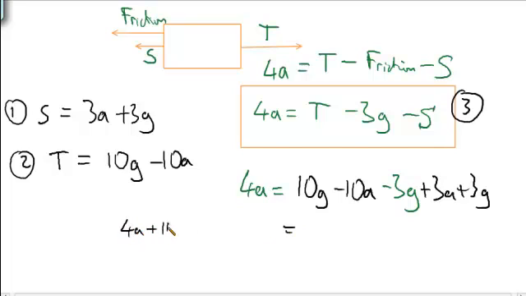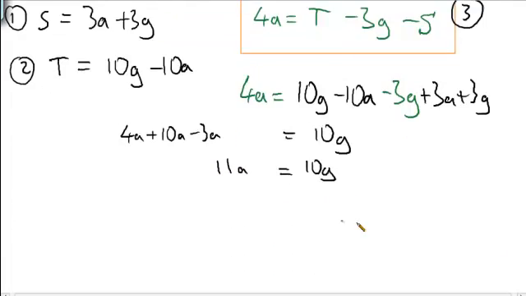4A plus 10A minus 3A is equal to 10G plus 3G minus 3G. That's equal to 0. So we get 11A is equal to 10G, or A is equal to 10 over 11 G.